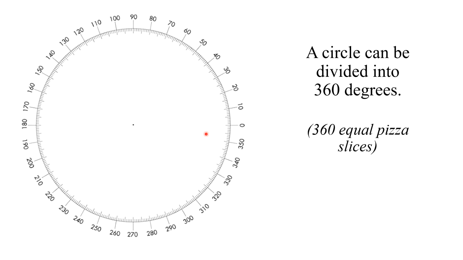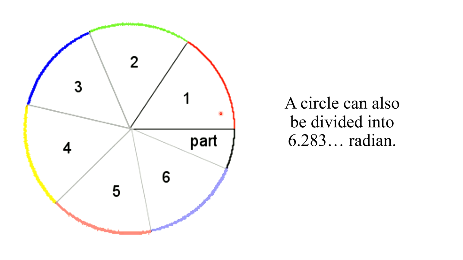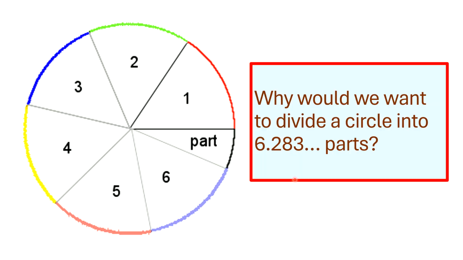There are many ways that you can divide it. You can divide it into 100 pieces. You can divide it into however many pieces you want. But for radians, the circle is actually divided into about 6.283 radians, which means that there are about 6.283 pizza slices. So what is so special about radians that we want to divide a circle into 6.283 parts?